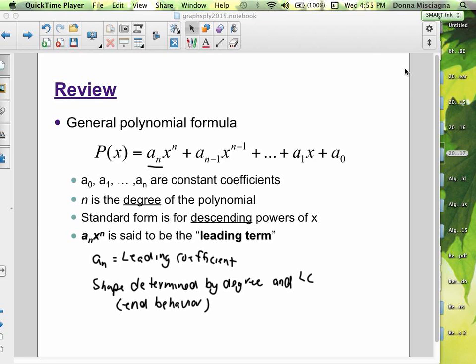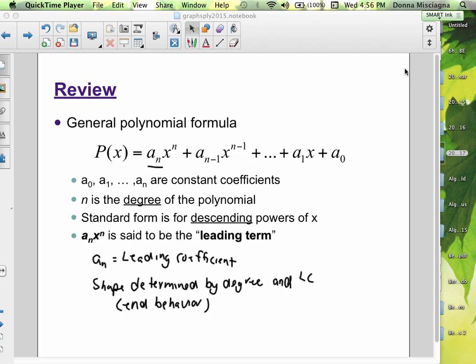So in other words, when we're in standard form, our highest exponent goes first, and then one less goes next, unless of course that has a coefficient of 0, in which case we don't have to write that in, and so forth. N is the degree of the polynomial, so whatever the largest exponent is, that's your degree. Your standard form is for descending powers of x. A subscript n x to the n is said to be the leading term. So the leading term is the term with the greatest exponent, whichever term that is.